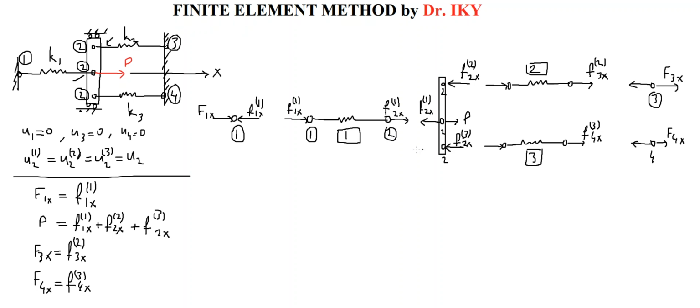If you write it, let me write it here. F1x is equal to K1U1 minus K1U2. For the second, we have got P, and I have already written here.